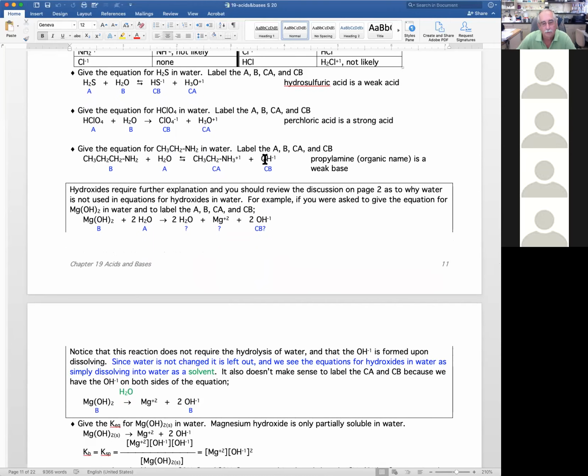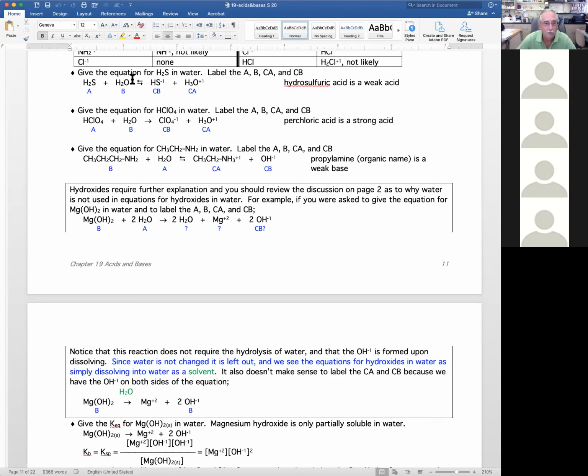So here's a typical problem that would be on the final. Give the equation for a weak acid, such as H2S, dissolving in water. This is one of the things I've been emphasizing. Students simply, somehow, don't know how to do it.